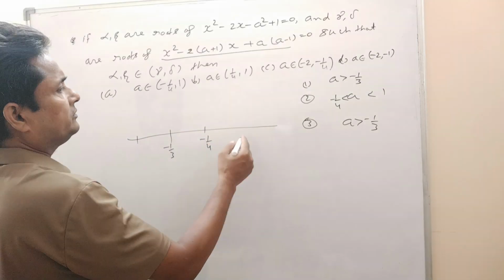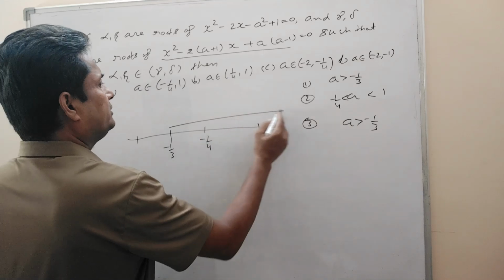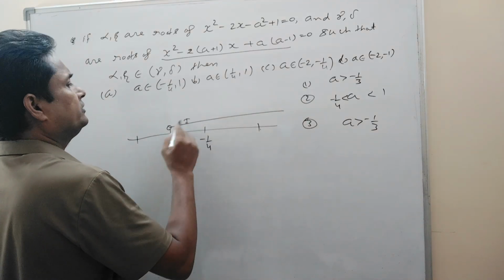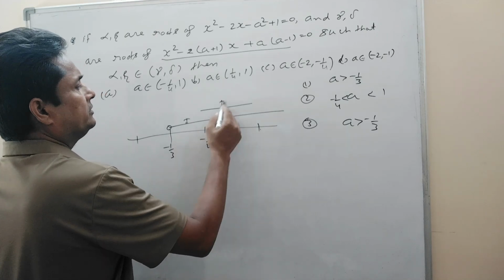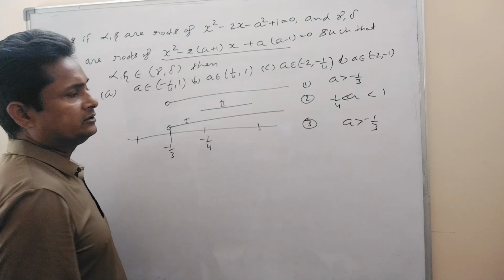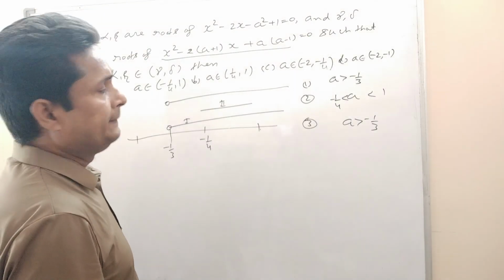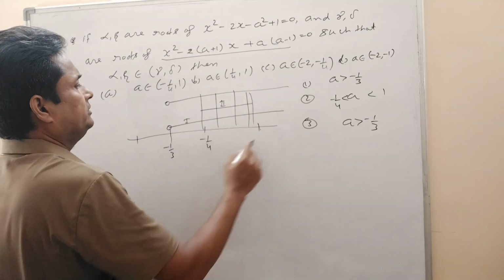And next one is what? Next one is 1. So first one is minus 1 by 3 to infinity. This is first one. Second one is what? Minus 1 by 4 to 1. This is second one. And third one is also minus 1 by 4 to minus 1 by 3 to infinity. So if you take intersection, intersections are coming between these three only.